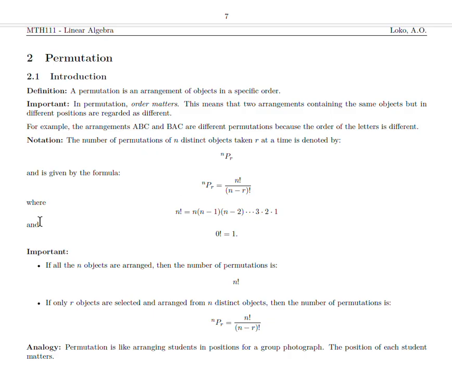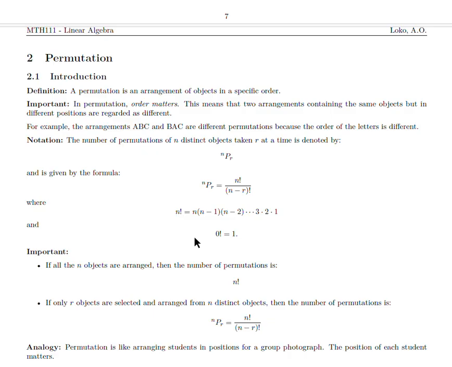So what is factorial? N factorial, for instance, is n times the number before n, which is n minus 1, times the number before n minus 1, which is n minus 2, and you keep descending till you get to 1. Alright, and take note, 0 factorial is 1.